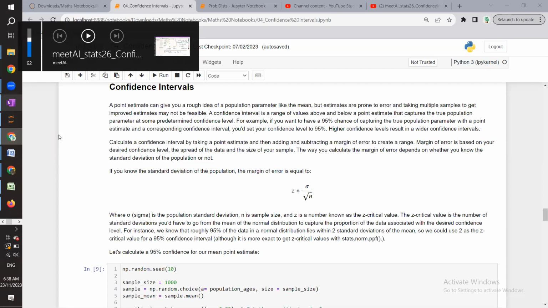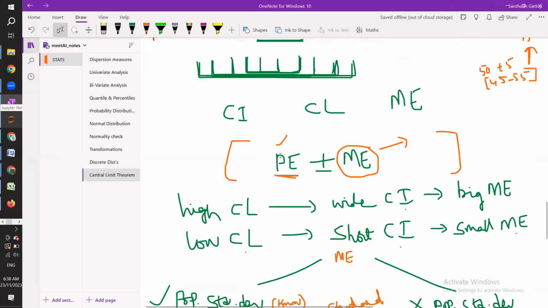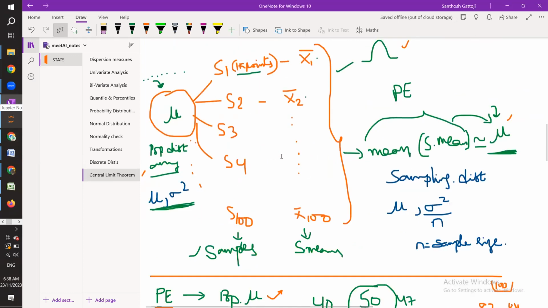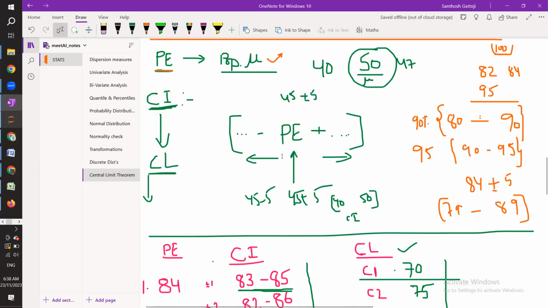Fine, guys. Let's have a quick recap. What we studied, guys, is something called a point estimate, right? So what is this point estimate? A point estimate is an estimation of a population parameter.